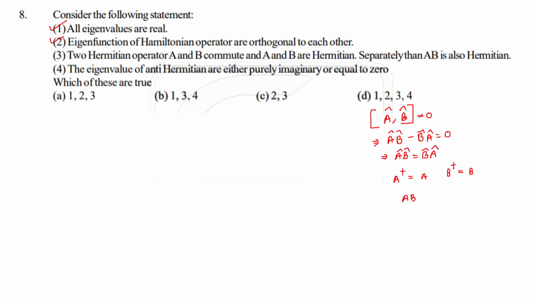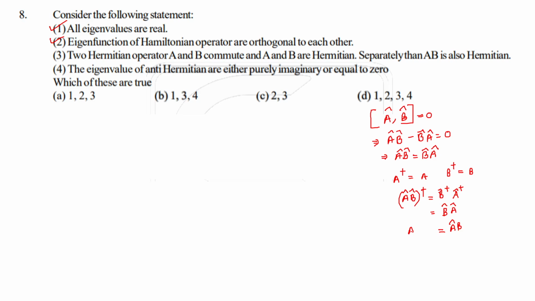What about AB dagger? Is AB Hermitian? To check this, AB whole dagger is B dagger A dagger. This is how it is actually written: it is not A dagger B dagger, B will come first and then A will come. And we know B dagger is B, because B is Hermitian, and A is Hermitian, so A dagger is A. And from the commutation relationship, we know that BA is AB.